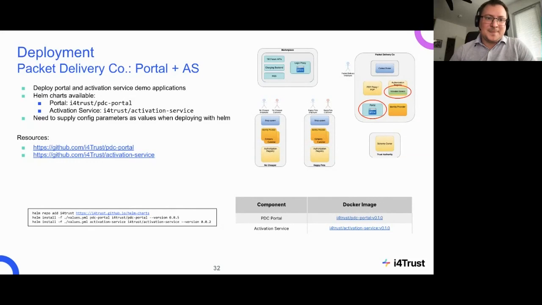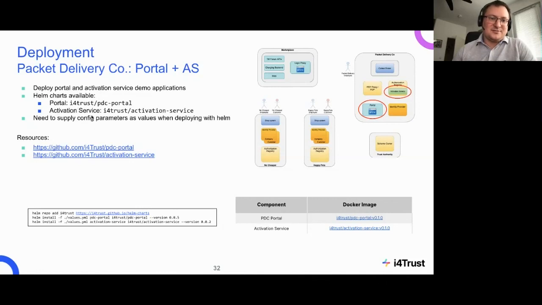Then on the packet delivery company side, there was also the portal application, which is just a simple demo application I've showed, a user interface to access these delivery orders stored at the context broker, but all these requests are proxied through the API Umbrella here. And also this activation service was required, which is a separate component allowing the marketplace to create the policies at the authorization registry.